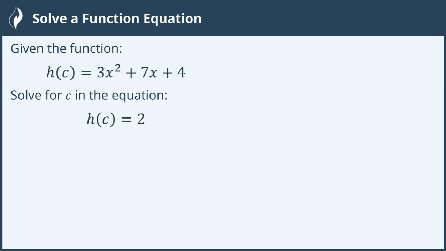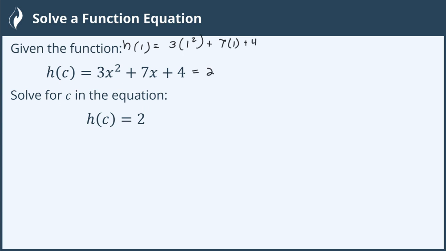This is not when we're given, like, h of 1 equals this equation. That would equal 3 times 1 squared plus 7 times 1 plus 4. That's what that is, but that's not what we're doing. It says h of c equals 2. So what that means is we take this function and we set it equal to 2.